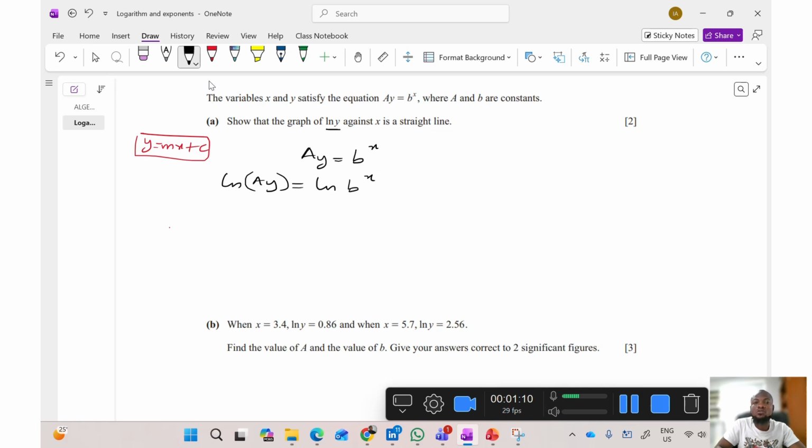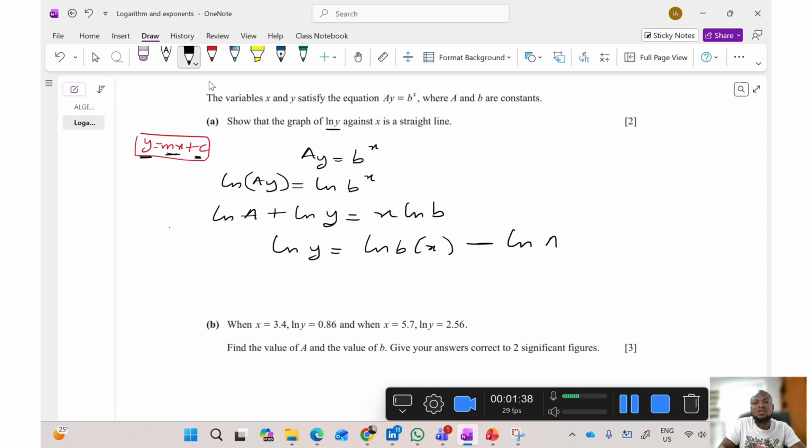Then apply the rules of logarithm. Remember, this is a times y. Like I told you earlier, the rule of logarithm applies in this case. So this becomes ln a plus ln y is equal to x ln b. So we want to write it in the form y equals mx plus c, then it becomes ln y is equal to x ln b, then minus ln a.